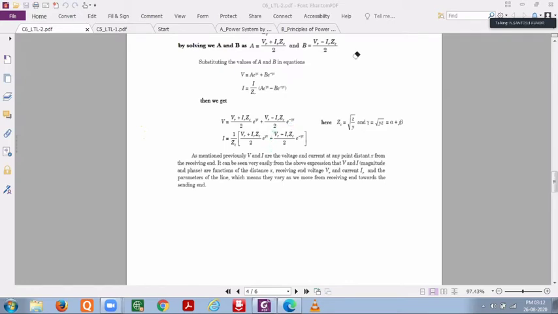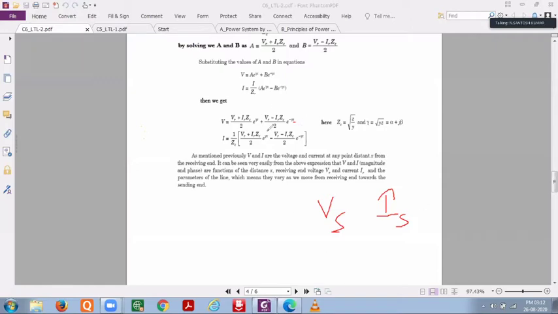That's simple. What is this x? This is a distance x. So if I want to find my voltages and currents at the sending end, according to my circuit we are taking the receiving end as reference. The total length of the line we assume as L, right? So as we assume the total length L, just simply substitute L in place of x.